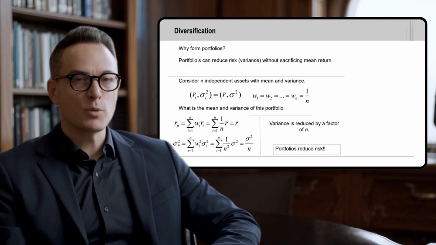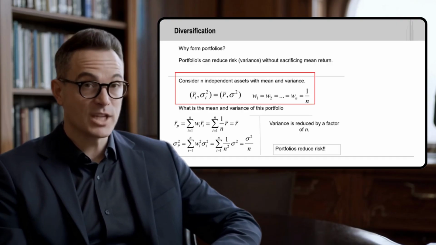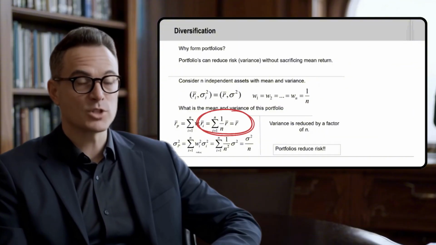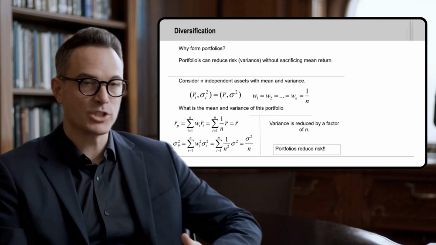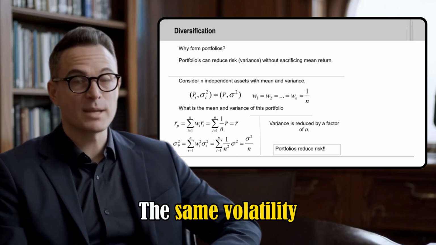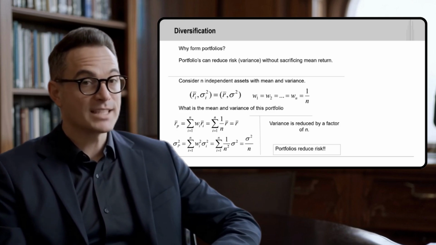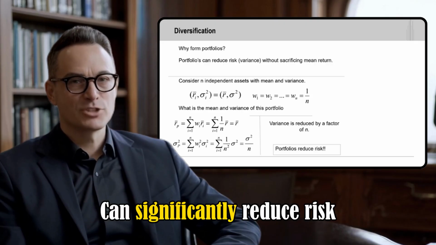Let's simplify things for a moment. Imagine you have n independent assets completely uncorrelated and you give them equal weights. Their expected return stays the same, but the variance drops by a factor of 1 over n. So as you add more assets, your portfolio becomes less risky, even though each asset has the same volatility. In the real world, assets are rarely perfectly uncorrelated, but even modest diversification can significantly reduce risk.